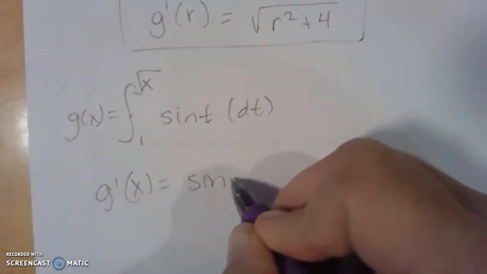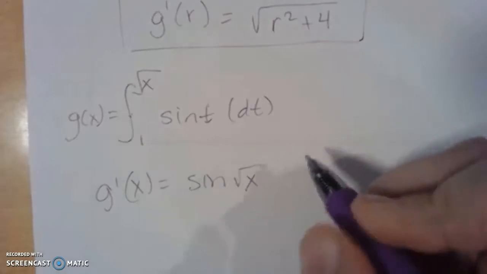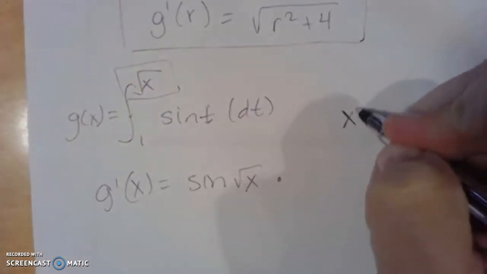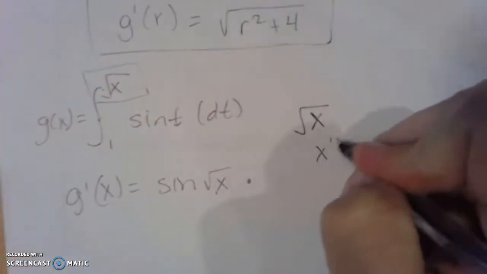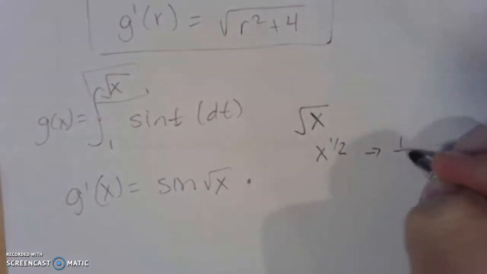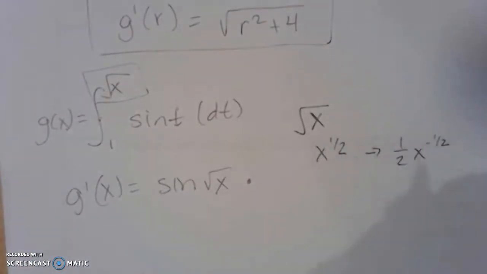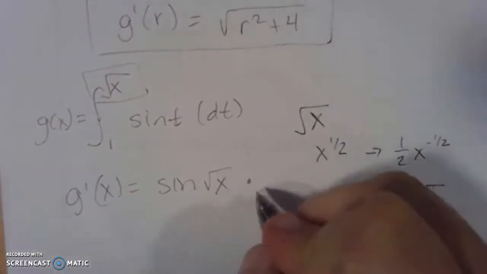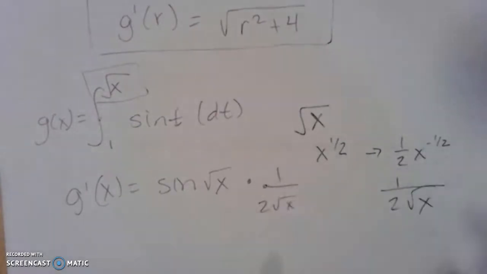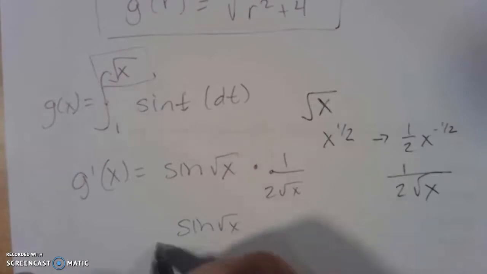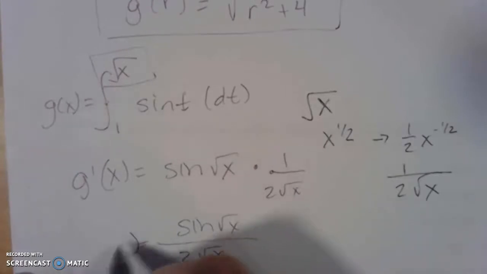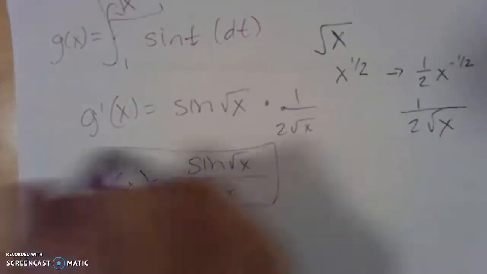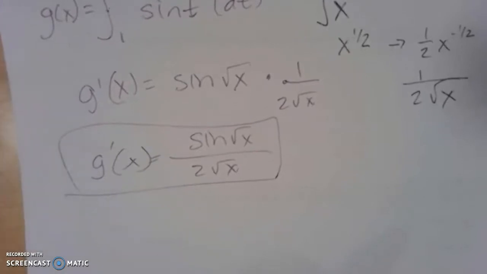So I'm going to get sine radical x times, now I have to take the derivative of that. What is the derivative of the square root of x? Well, that's the same as x to the 1/2. So when I take the derivative, I get 1/2 x to the negative 1/2, or I can write that as 1 over 2 times the square root of x. So I multiply that, and when I simplify, I get sine radical x over 2 radical x equals g prime of x. Okay, there's my answer.